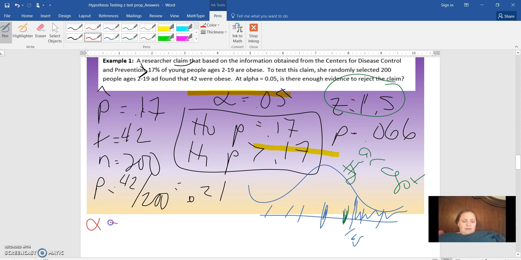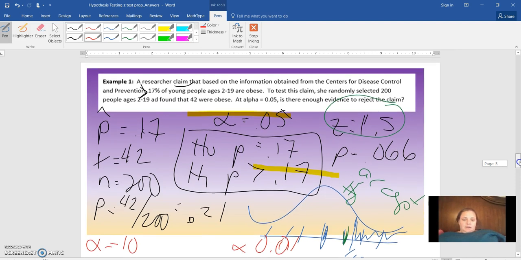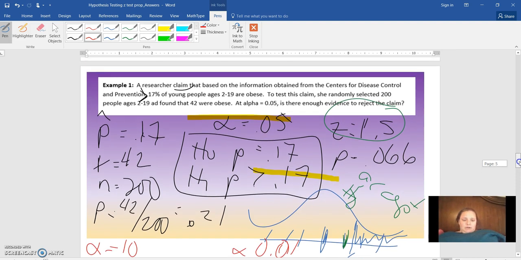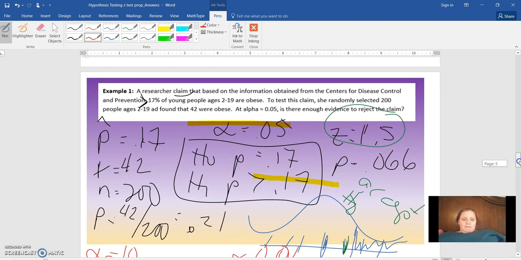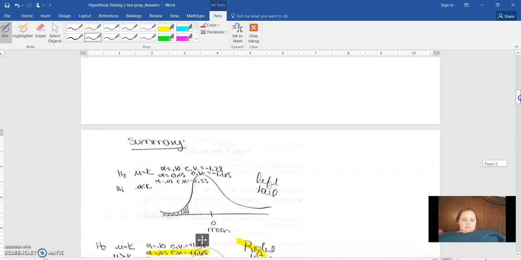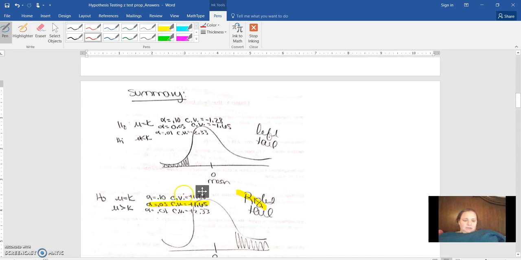What if we did this problem and I said, okay, alpha is 0.10 or 0.01? Let's do that and see what we get for our comparison. So 0.1, 0.01, and it's to the right. Let's go see what those numbers are. Okay, to the right, 0.1 is 1.26, 0.01 is 2.33.